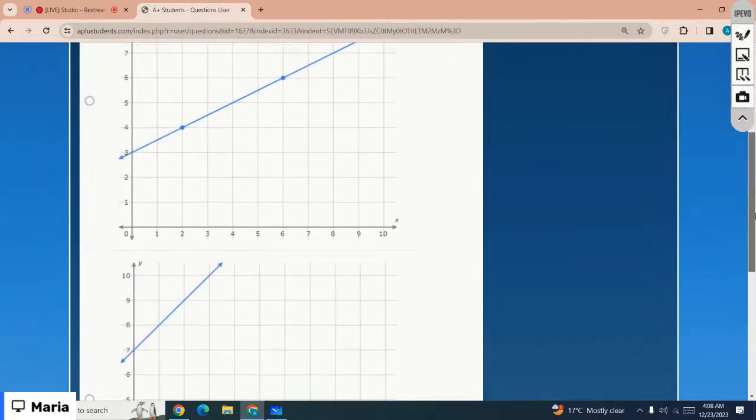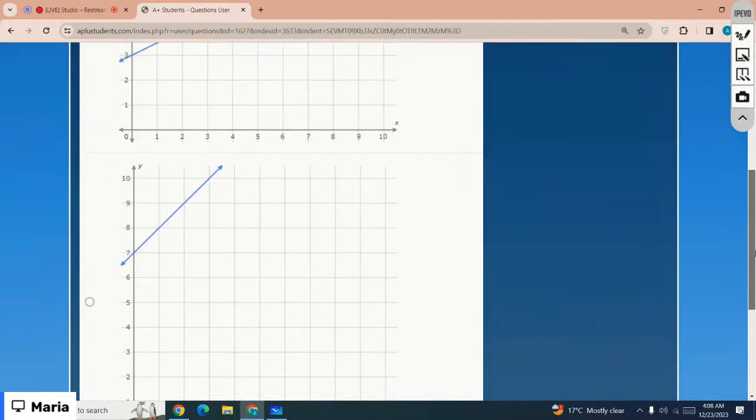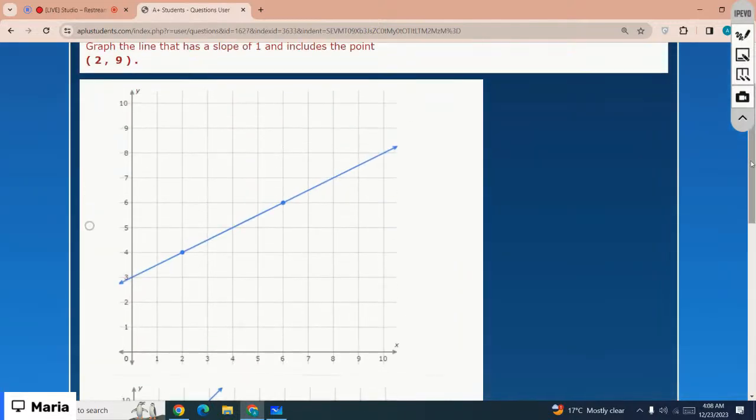Slope is 1, right? Just see this graph here. The point given is (2, 9), right? x is 2, but y is 4, right? This isn't the correct option. Just check the second one.